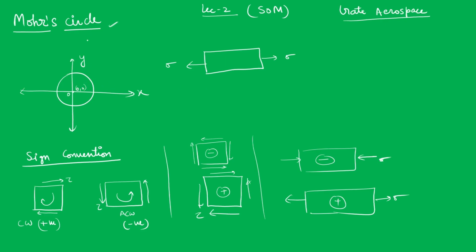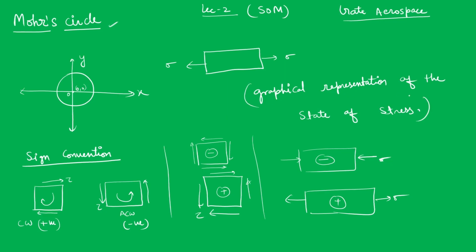Now, in the Mohr circle, this Mohr circle is the graphical representation of the state of stress. So what is the Mohr circle? It is the graphical representation of the state of stress. Mohr circle is the graphical representation of the state of stress.